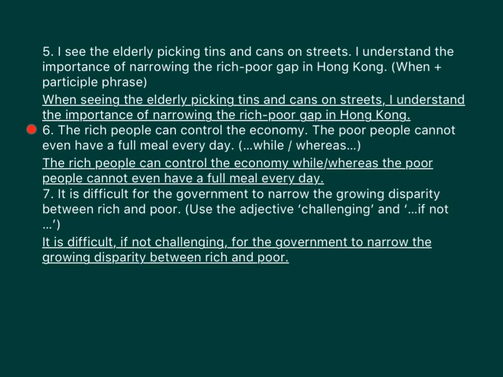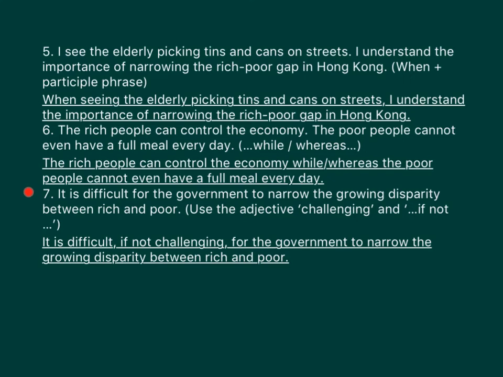Number 6, the rich people can control the economy. The poor people cannot even have a full meal every day. The rich people can control the economy, whereas the poor people cannot even have a full meal every day.